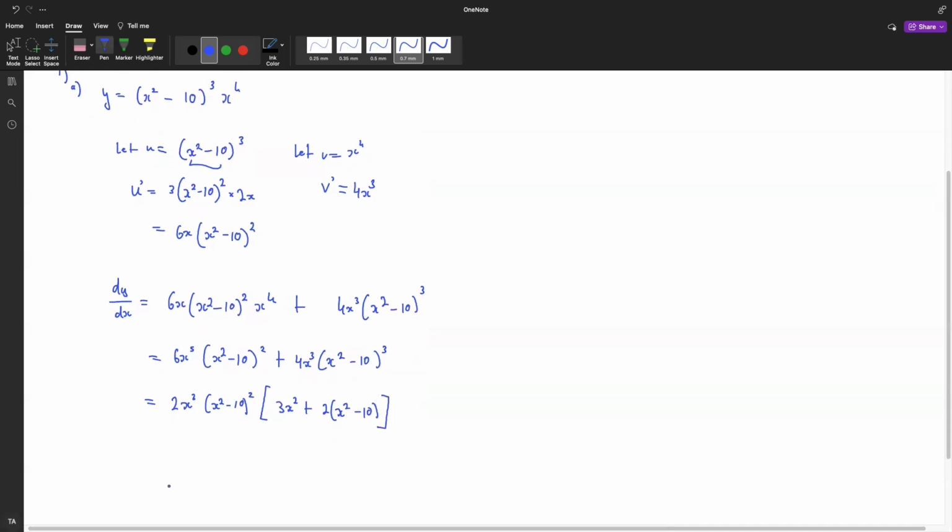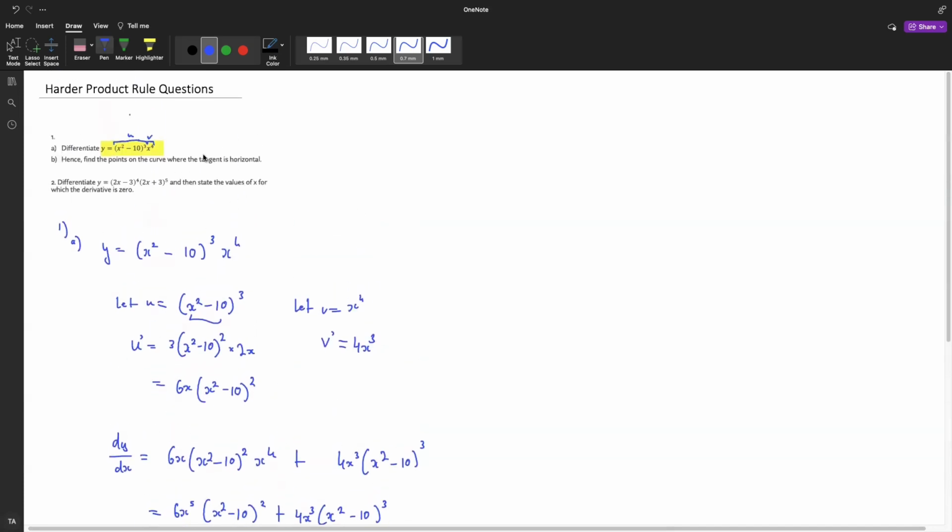Which we then simplify some more. So this is equal to 2x cubed, then x squared minus 10 bracket squared, and then we've got 3x squared plus 2x squared, which becomes 5x squared, and then minus 20. So that's our final derivative. A bit more steps involved in this one just in terms of simplifying, but we've got our final derivative.